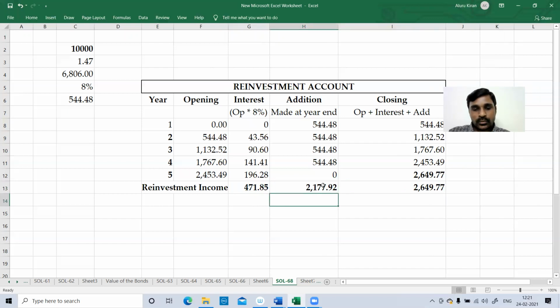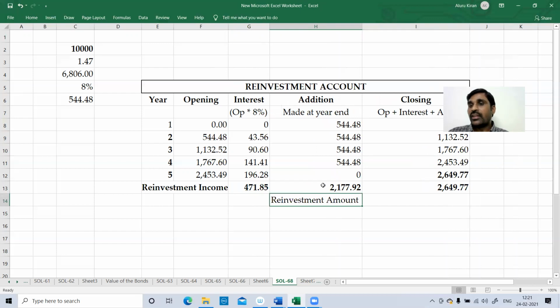This is reinvestment amount. This is the reinvestment income. Total recovery. So this is the value when the yield is 8%. When the yield is 8%, right?